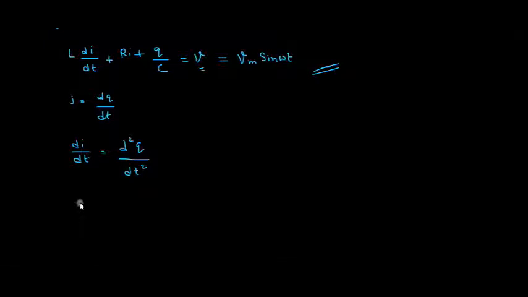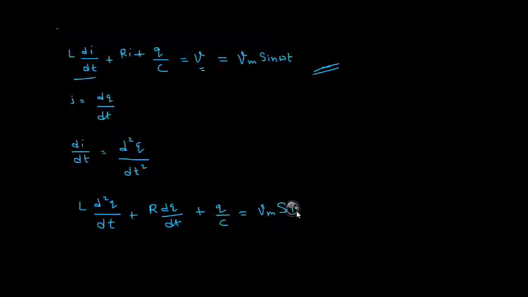Now we can write L d2q by dt square plus R dq by dt plus q upon C, which is equal to Vm sine omega t. So we have just differentiated this equation twice because we need to find the voltage in terms of charge. So we have done it.